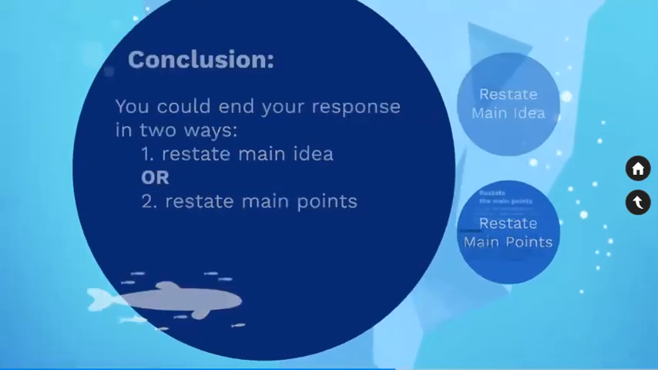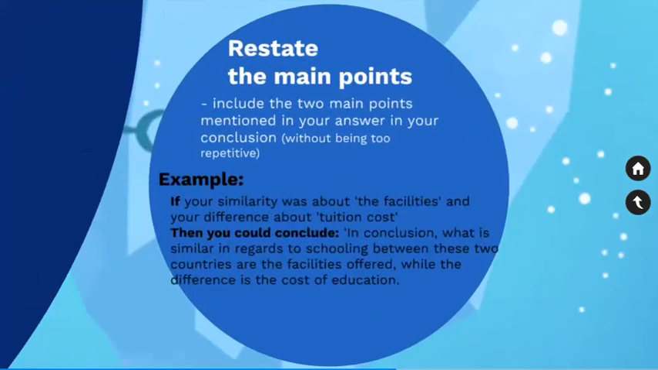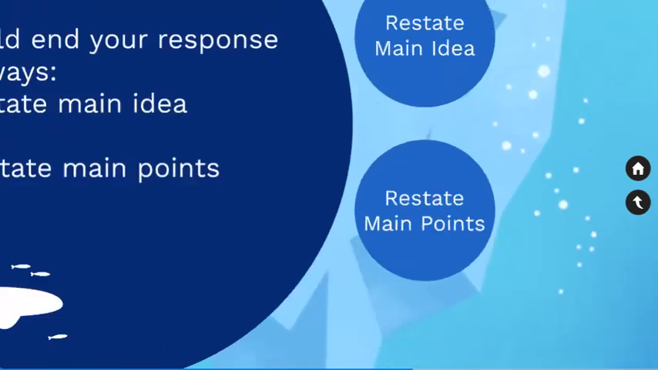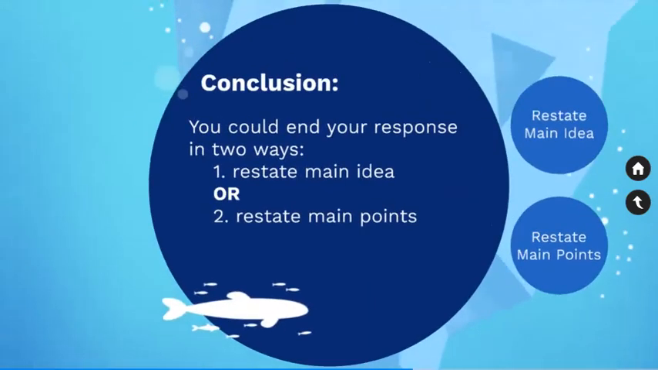And then if you restate your main points, remember the two points that you said in your answer and repeat them in the conclusion. So if your similarity was about the facilities and your difference was about tuition cost, then you could conclude, in conclusion, what is similar in regards to schooling between these two countries are the facilities offered, while the difference is the cost of education. Again, these are just examples. Please don't memorize these.